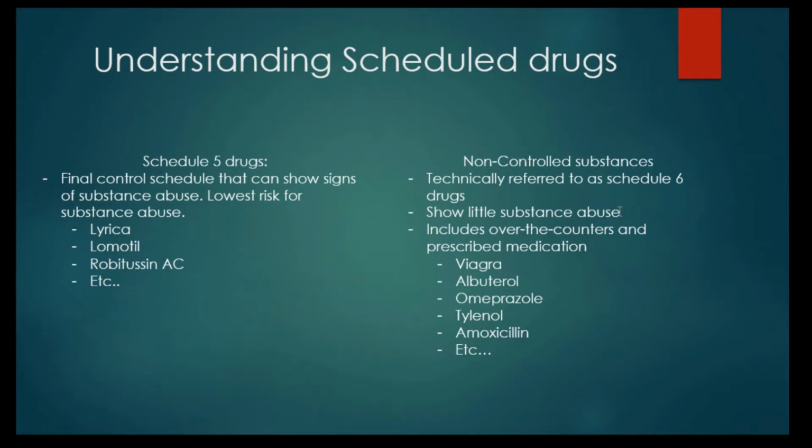And finally we've got non-controlled substances. These are going to be for like health maintenance. They can also be over-the-counter stuff. So they don't usually show substance abuse. However, some people can still abuse some of the drugs. But drugs include like Viagra, Albuterol, omeprazole, Tylenol, and amoxicillin.